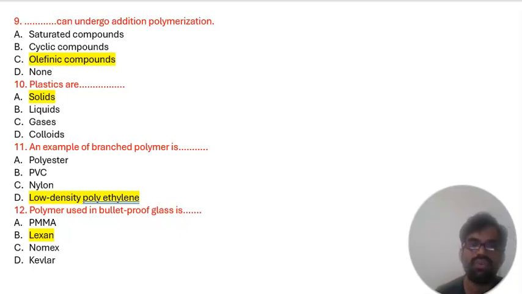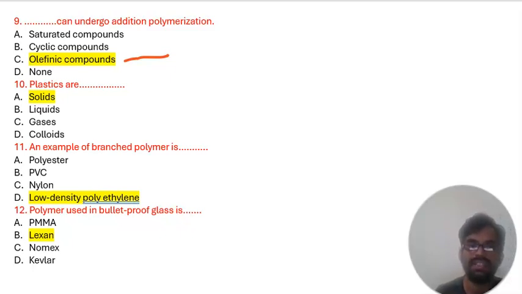Here are the four options: saturated compounds, cyclic compounds, olefinic compounds and none of these. So C is the right answer. Only olefinic compounds undergo addition polymerization.